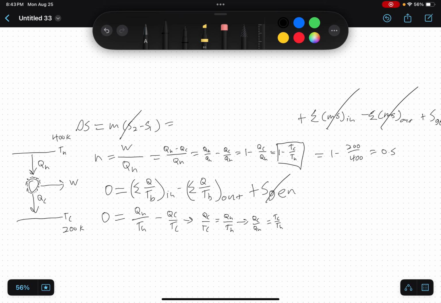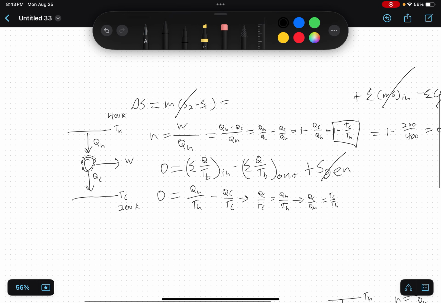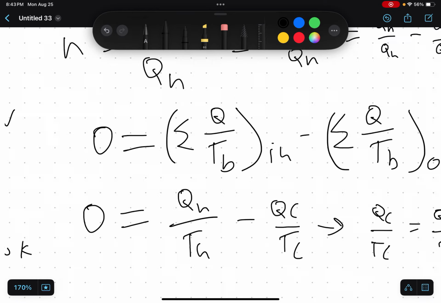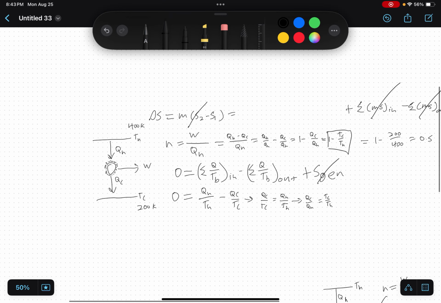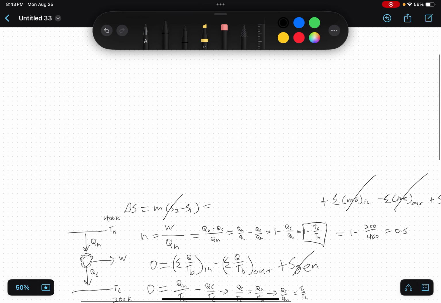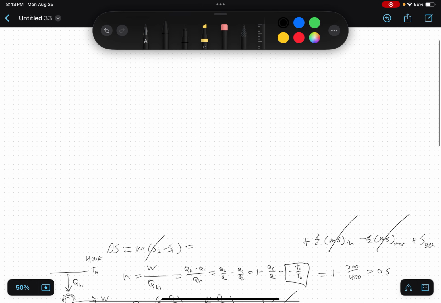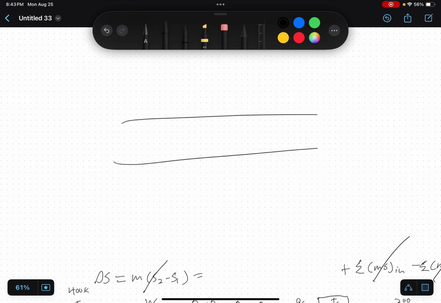Cool, so that's kind of it. All right, with Q over TB, TB is boundary, by the way. Yeah, I should have said that earlier, but that's fine. Q over TB can be pretty rough. So, for example, I think I used this problem in the last video.